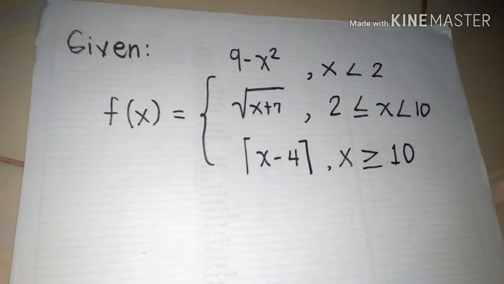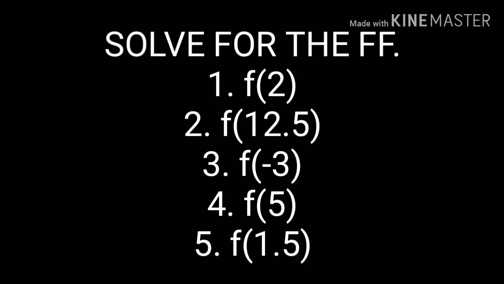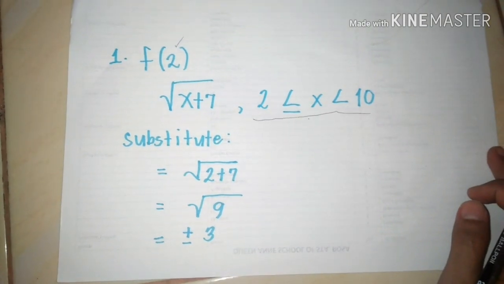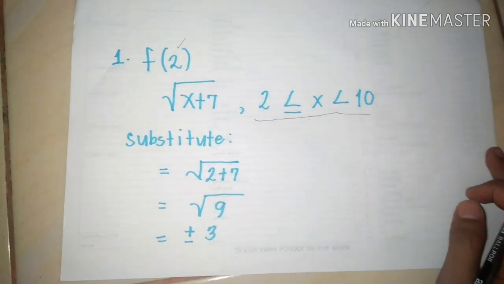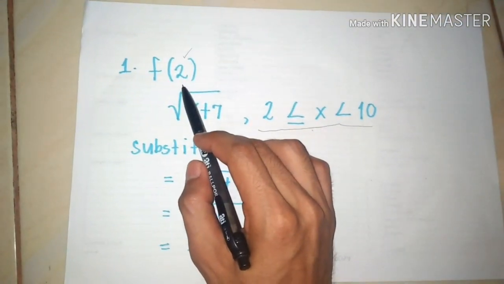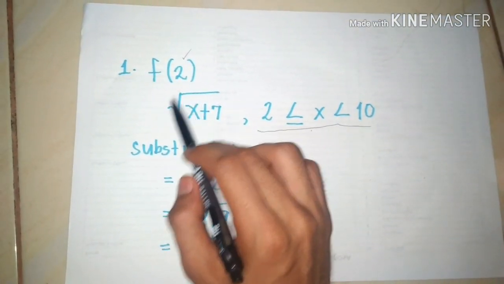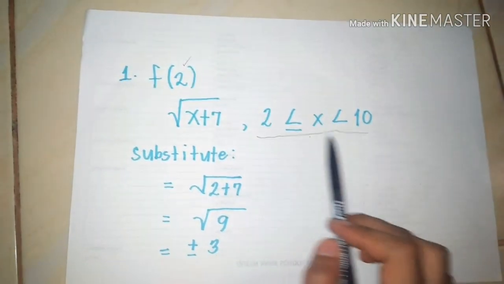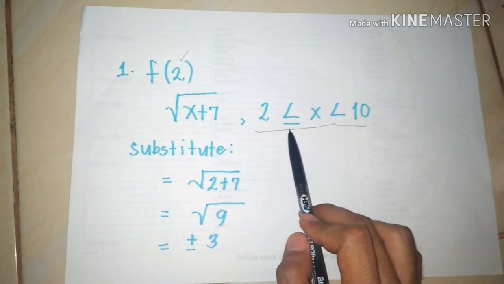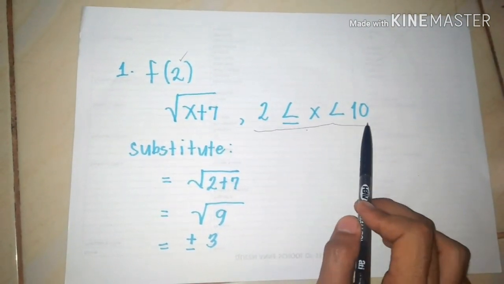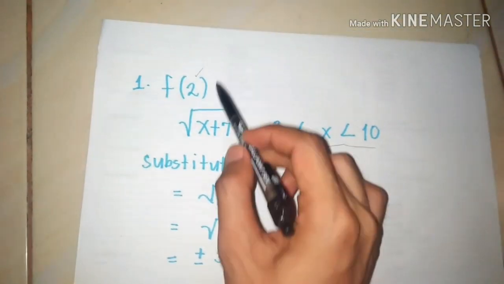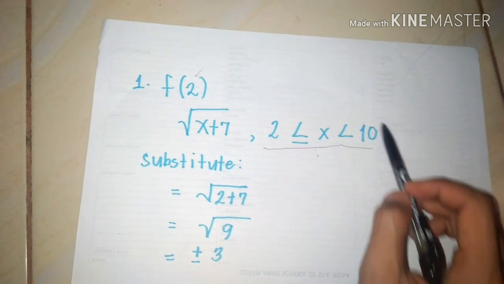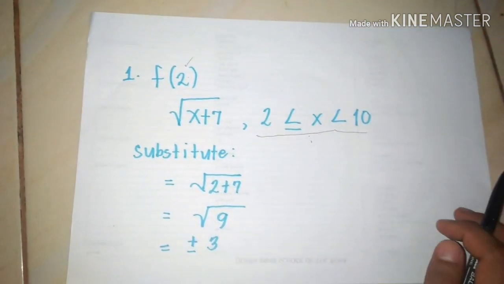Ngayon naman, magsosolve tayo ng piecewise function. Yung first example natin ay solve for f of 2. Hahanapin natin dun sa given natin kung saang interval belong ang 2. Makikita mo, meron doon square root of x plus 7 and x is greater than or equal to 2 but less than 10. Ibig sabihin, yung 2 makikita mo in between dito sa interval na to. Ganun yung ating focus.